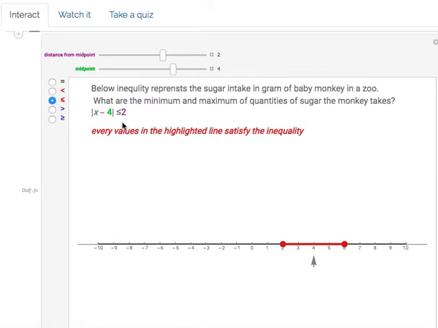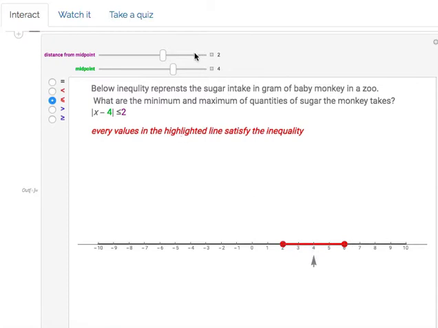So here this inequality is plotted in this graph. Every value in the highlighted region, the highlighted segment of the line, satisfies this inequality. |x - 4| ≤ 2. Here 4 is the midpoint of this line, and this value 2 is a length of 2 from the midpoint, that is 1, 2 on the right side, and 1, 2 on the left side.